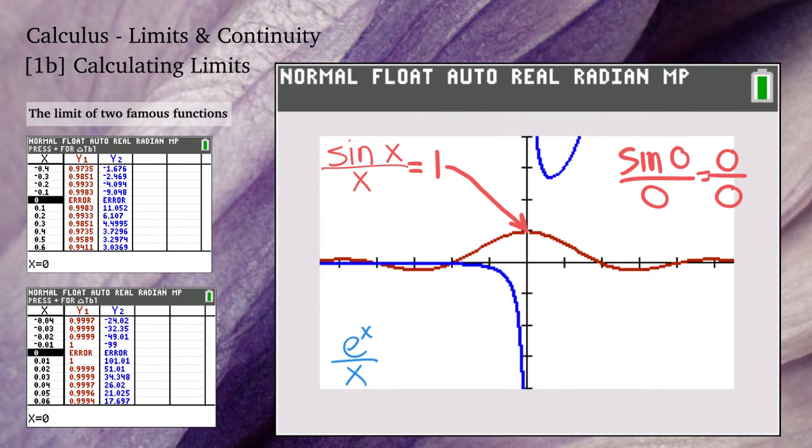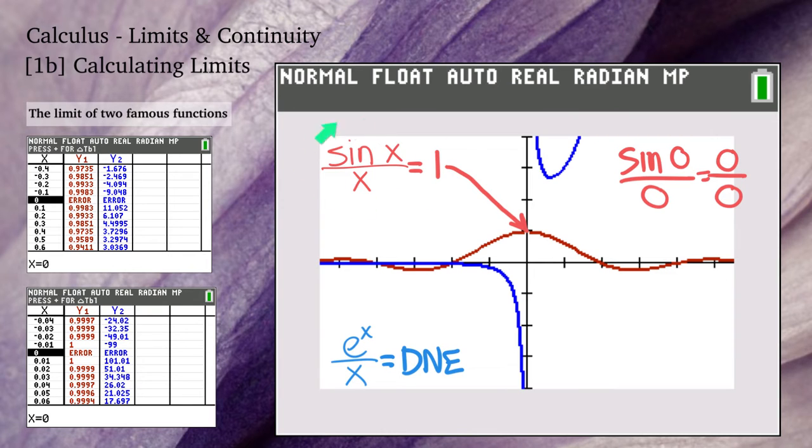For e to the x over x, notice that the graph is verifying exactly what we saw in the table. As x approaches 0 from the left side, the y values are getting very negative. And as x approaches 0 from the right side, the y values are getting very positive. Notice that there's a parabolic sort of shape up there. So as x approaches infinity, as we move along the graph to the right, the y values also get bigger.